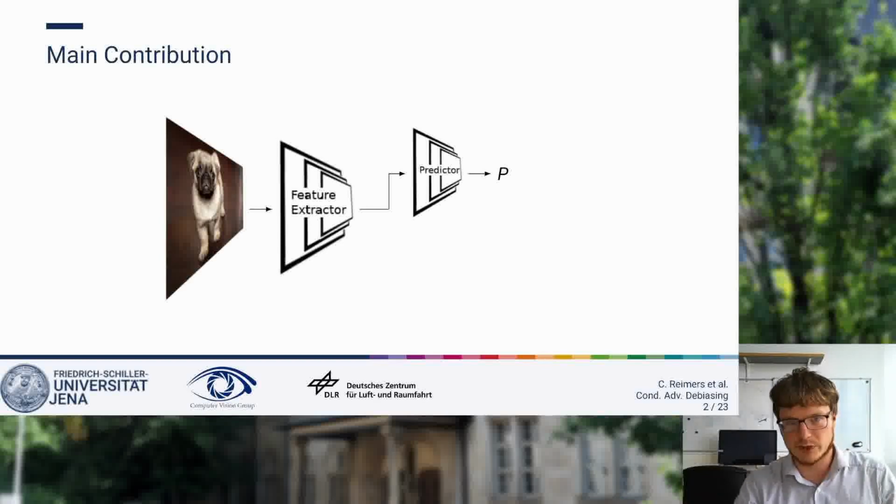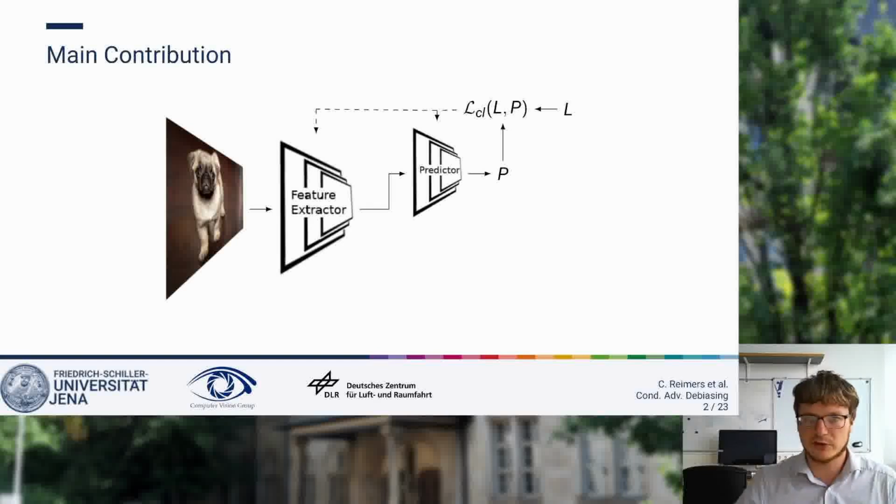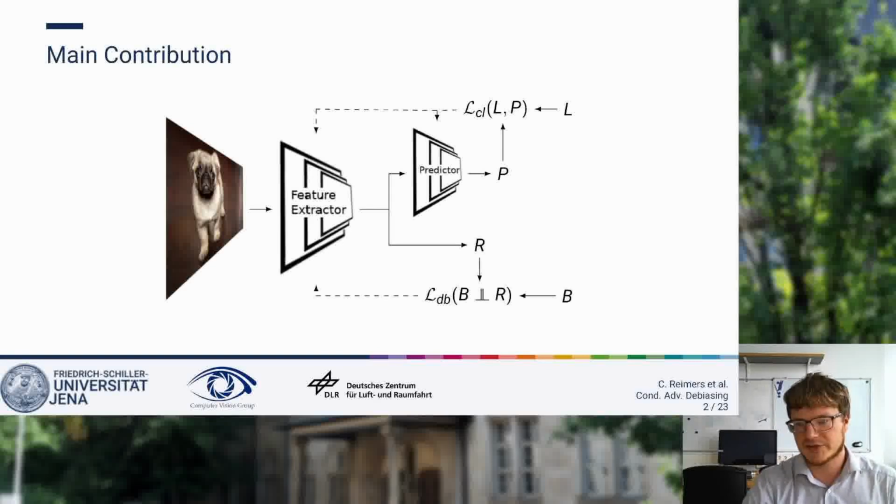To ensure that this prediction is correct, we use a classification loss that compares the prediction to the correct label and then updates the weights in both parts of the network accordingly. In debiasing, we now use an extra loss, the debiasing loss, and this loss tries to enforce an independence between this representation, calculated by the feature extractor, and the bias variable. This loss is then used to also update the weights in the feature extractor.